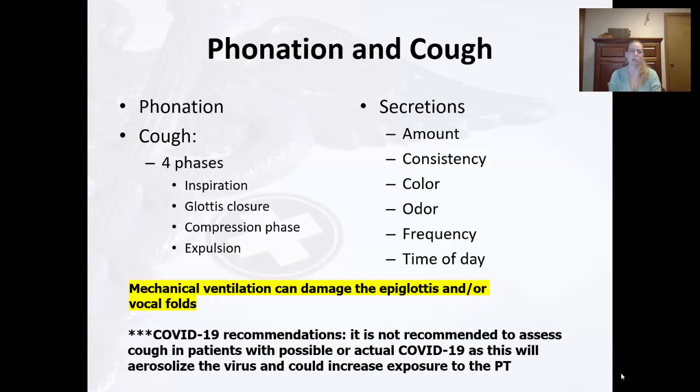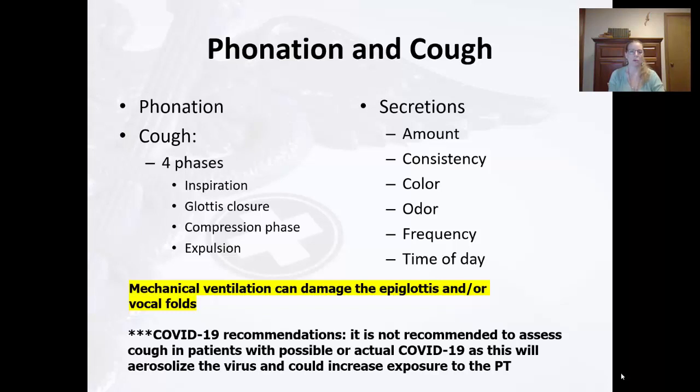We also want to pay attention to the quality of their voice. Are they so short of breath that they can't finish their sentences when they're trying to cough? Is their voice breathy and quiet? Are they hoarse, or are they not able to talk at all because their voice has been damaged?